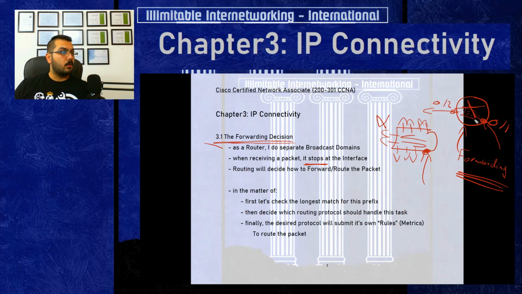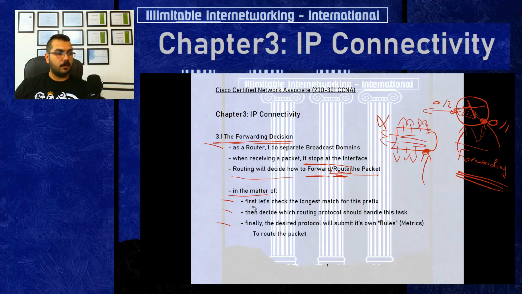Then it will be shown to the engine of the router. It's either to be forwarded to some specific route or some specific destination, or it will be dropped. So it stops at the interface. Routing will decide how to forward, or how to route the packet. Maybe you can call it a route, but I believe the original English word is route. There are three steps, or three concerns, that the criteria of forwarding will take.